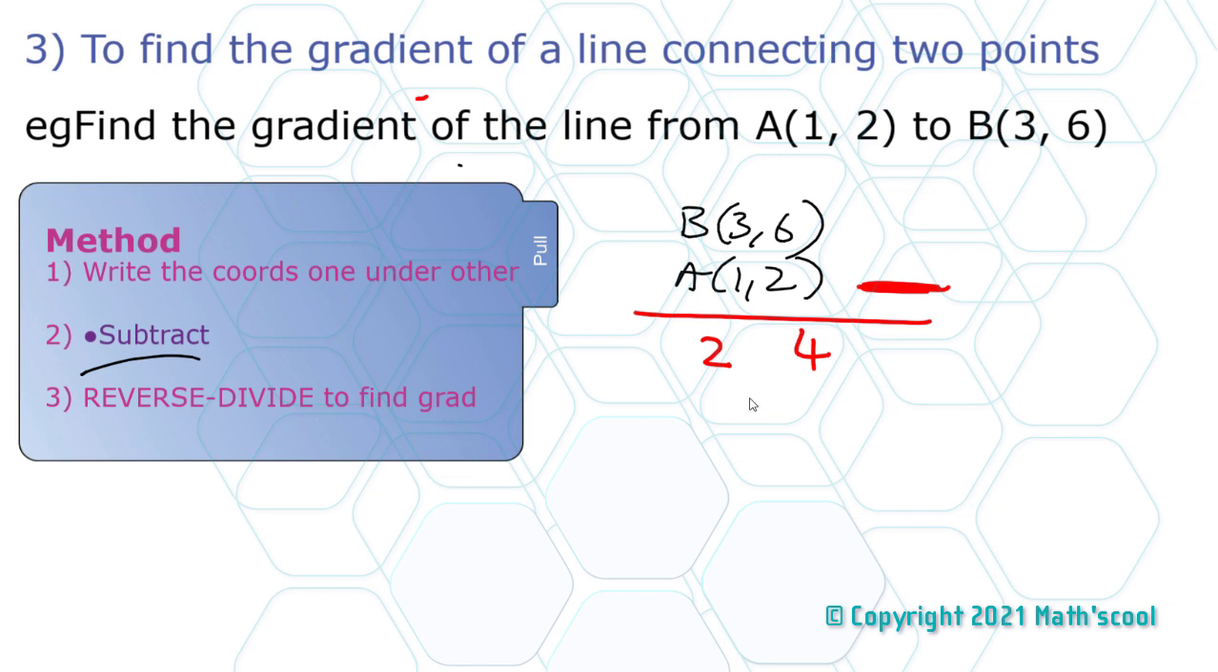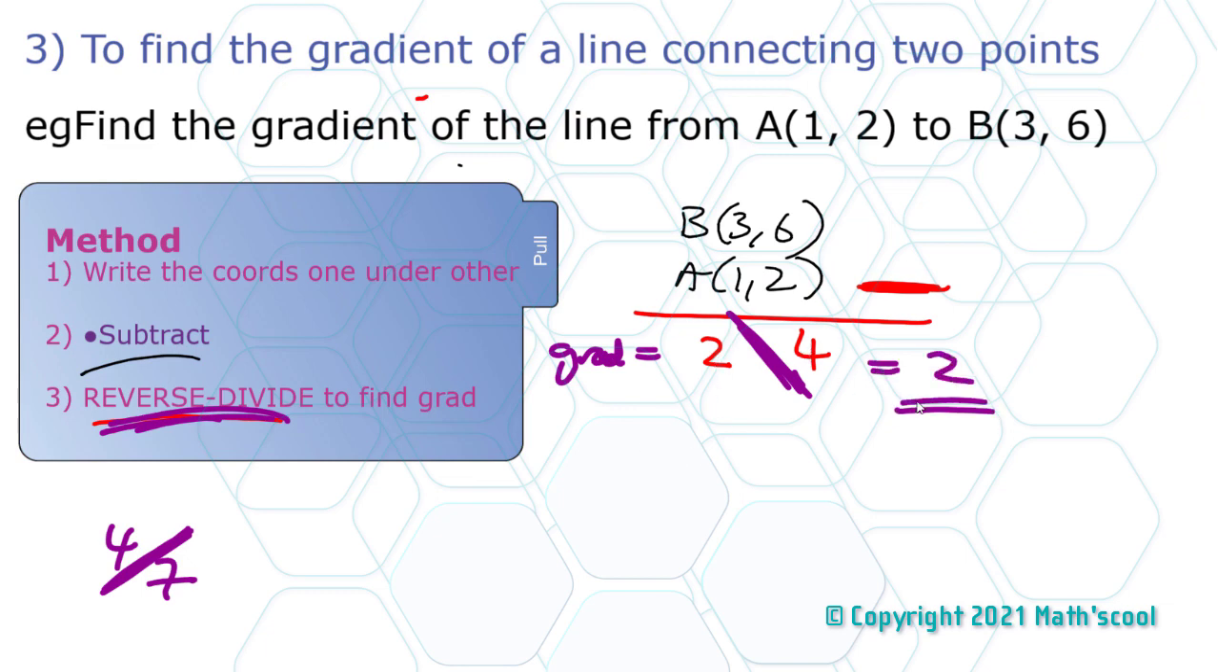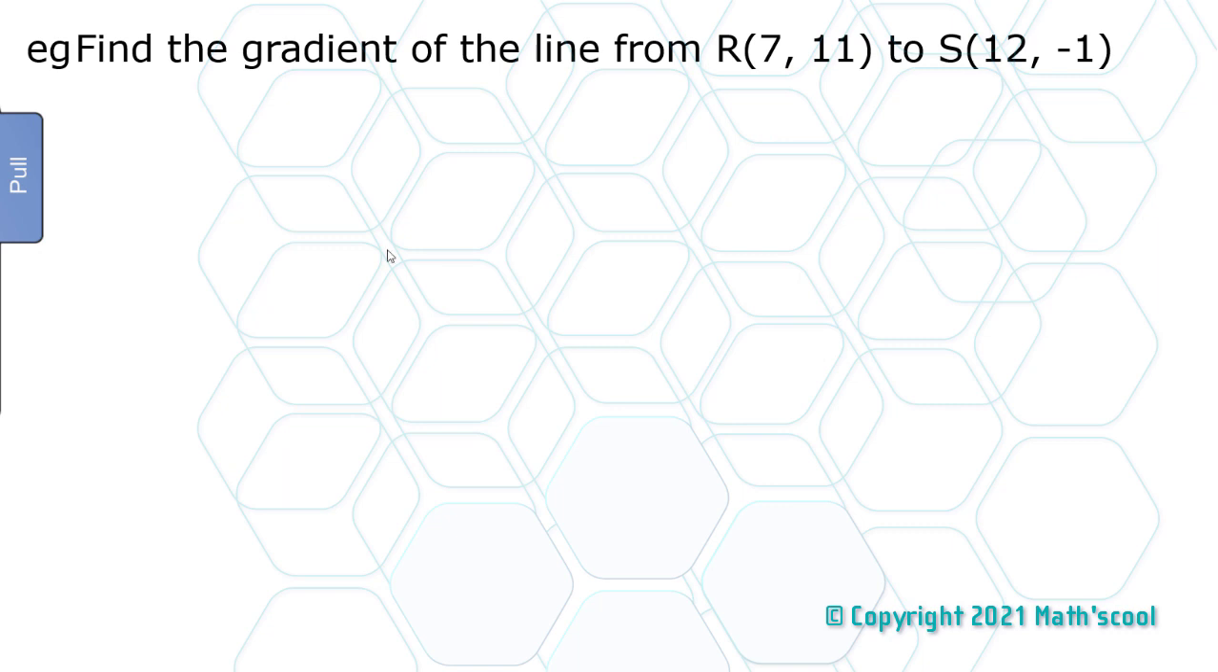And then reverse divide. What does reverse divide mean? Well, normal divide is when you do 4 over 7, and that's called a forward slash. Reverse divide is a backslash. And so there's our gradient, equals 4 over 2, which is 2. Okay, let's do another one.